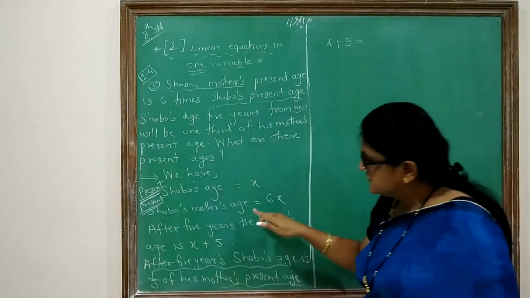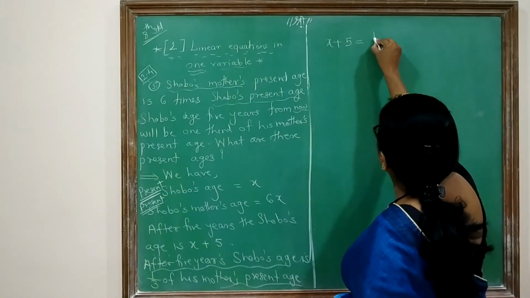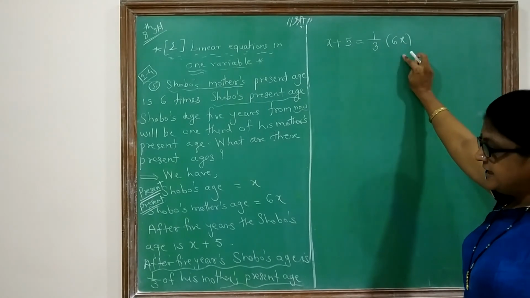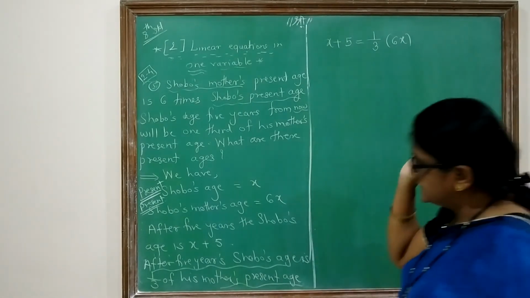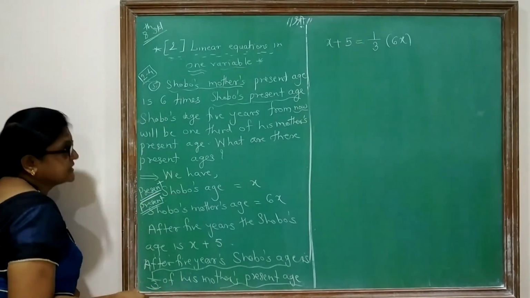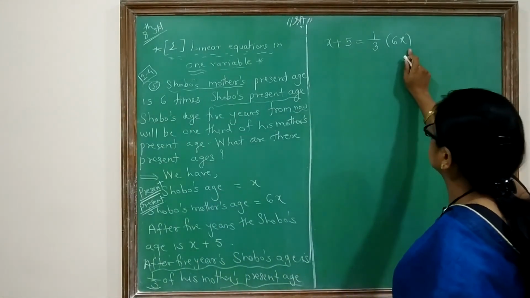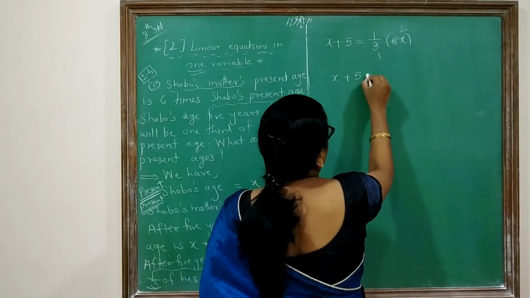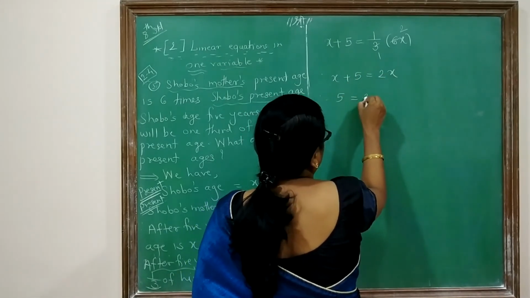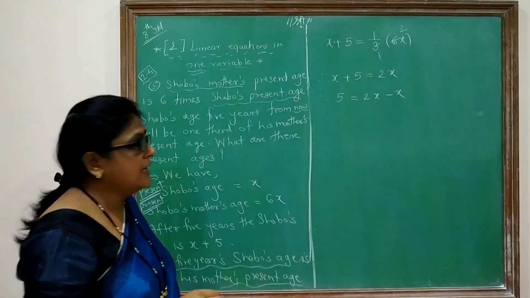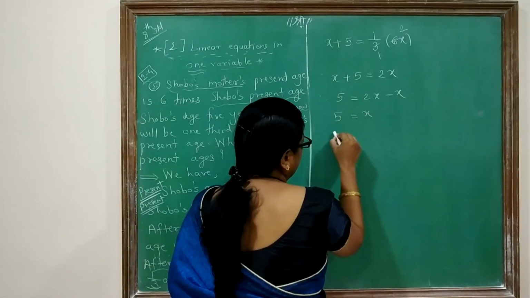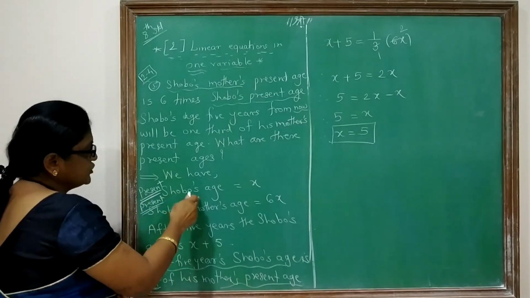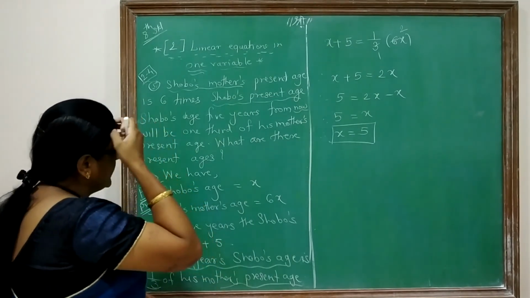Then Shobo's mother's present age is what? 6x. Then you will write 1/3 into 6x. Means you will write here x plus 5 equal to 1/3 into 6x. Then 3 ones are 3, 3 twos are 6. Then x plus 5 equal to 2x. And therefore 5 equal to 2x minus x, because this x will be transferred to that side. Then you will write 5 equal to x, means your x value is 5. X means what? Present Shobo's age. What are their present ages?